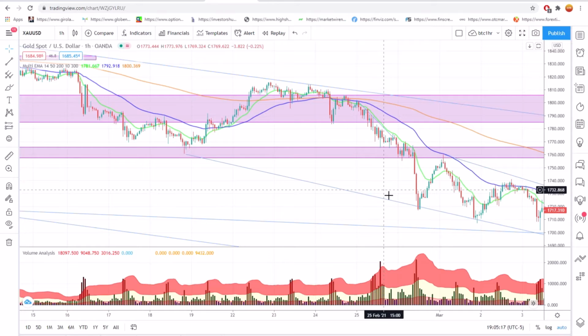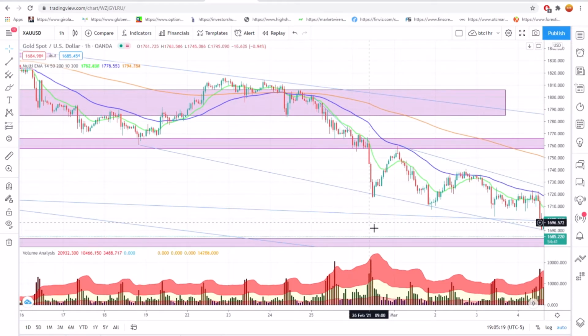So I think right here, this was a news event right here. This amount of volume that came in on this drop. The drop also showed a lot of volume in.